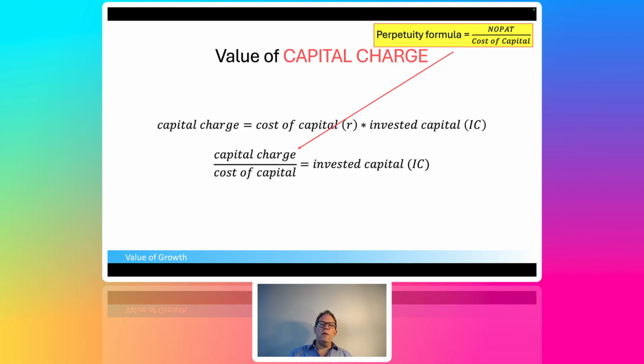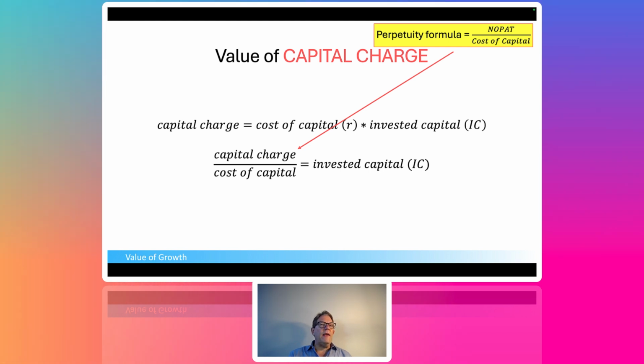And we can show this in slightly different math, the value of the capital charge. We know capital charge is defined by the cost of capital, R, times invested capital, which we have abbreviated as IC: the cost of capital times the amount of capital you have invested in the business or the business opportunity. So I just rearrange this equation and show you that capital charge divided by the cost of capital equals the invested capital. It's a really important insight that we're going to carry forward. So the value of capital charge is the invested capital.